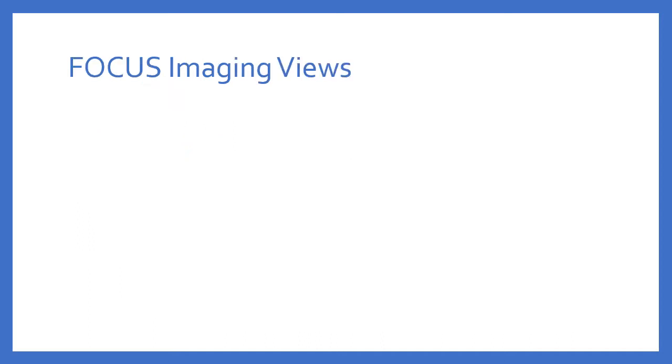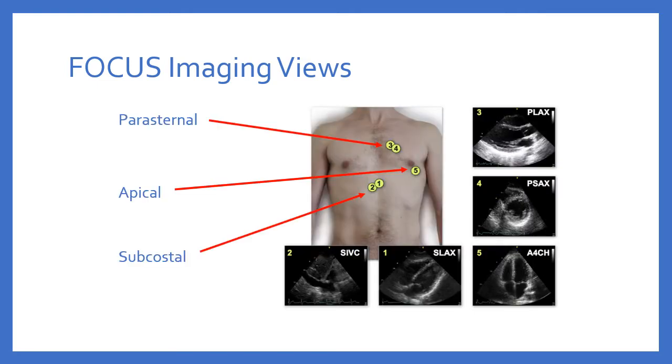Now let's move on to obtaining focused cardiac ultrasound images. There are 5 different images that we'll use for focused cardiac ultrasound, and all of these images can be obtained by placing the probe in only 3 different locations. The first location is called the parasternal window, and this window is just to the left of the sternum in the second or third intercostal space.